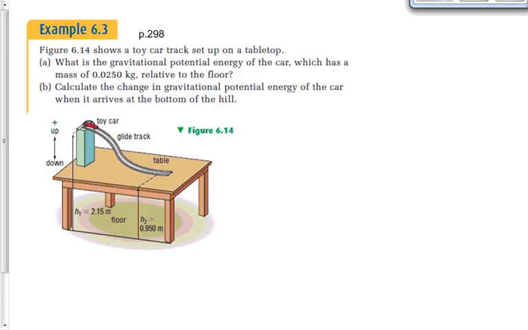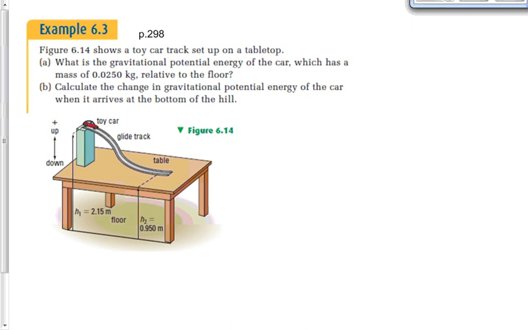Another example, 6.3 on page 298. It says, this shows a toy car track set up on a tabletop. We want to know the gravitational potential energy of the car, which has this mass, relative to the floor. And we want to know what the change in gravitational potential energy of the car is when it arrives at the bottom of the hill. So let's worry about one thing at a time. What's the gravitational potential energy of the car? And Nathan, this is where you got to read, right?